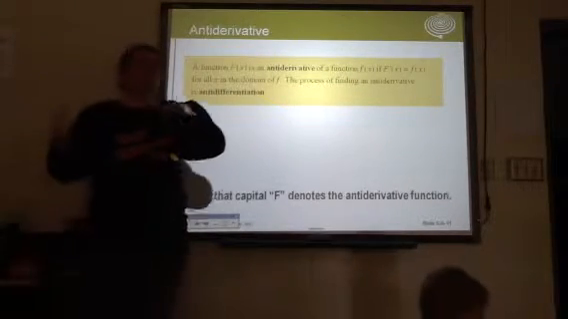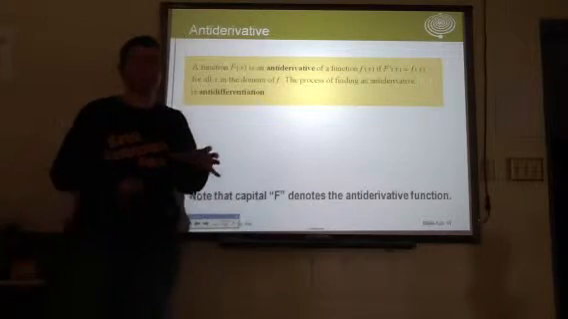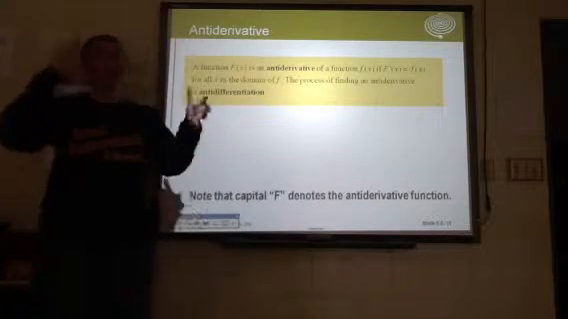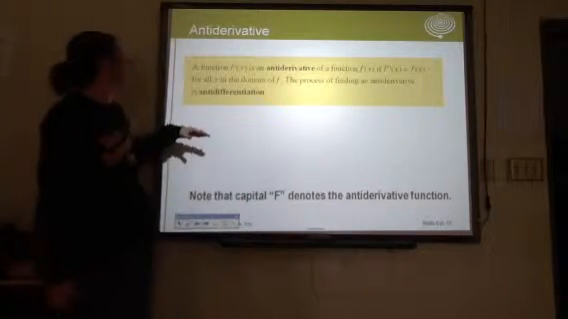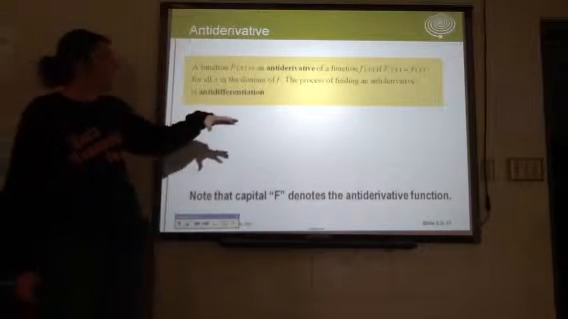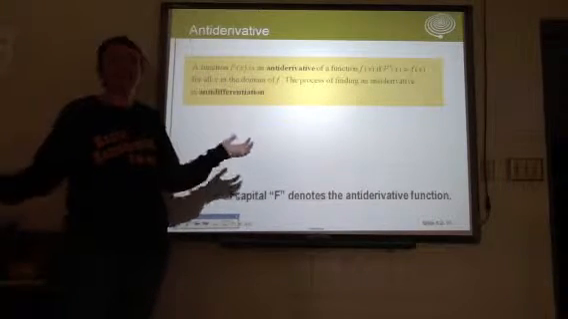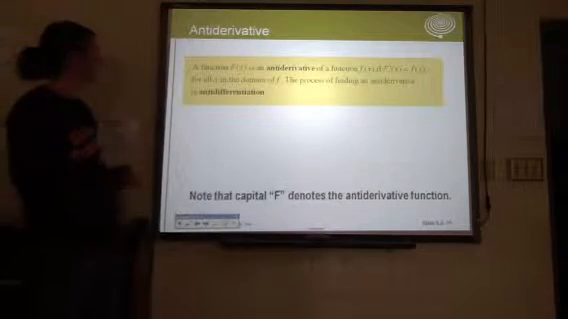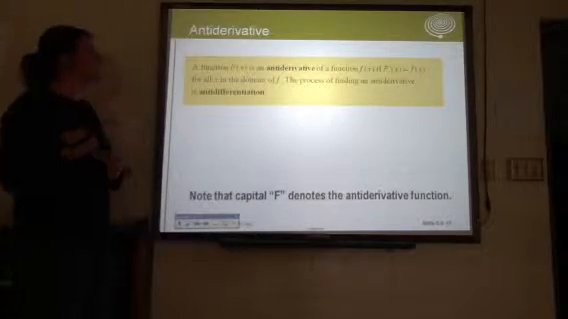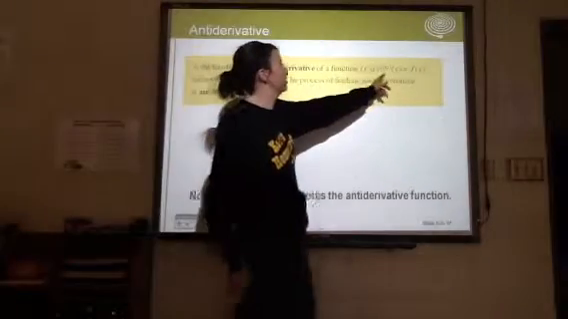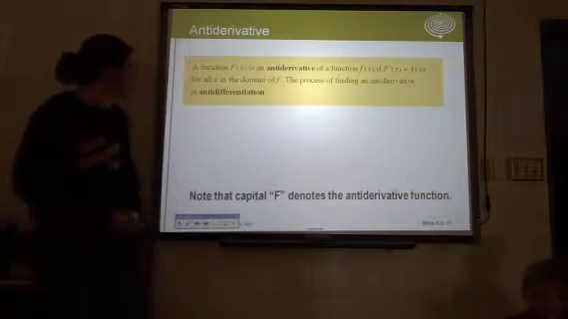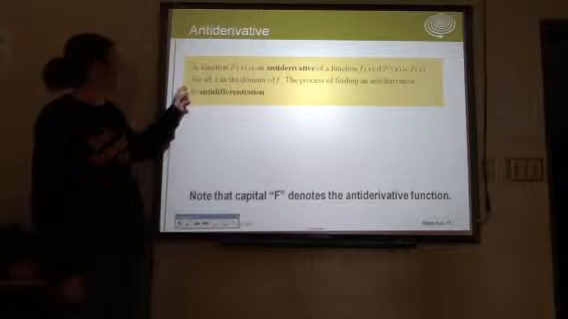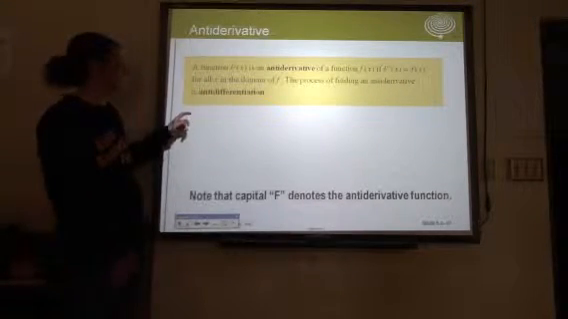Well, if we are working backwards, so not taking the derivative, but working backwards, we call that the antiderivative. So if we are trying to find the antiderivative, then we need to know that there's going to be an infinite amount of functions that will give us that. So let me quickly define this. A function capital F at x is an antiderivative of the function f if you take the derivative and you get f, for all x in the domain of f. The process of finding an antiderivative is antidifferentiation.